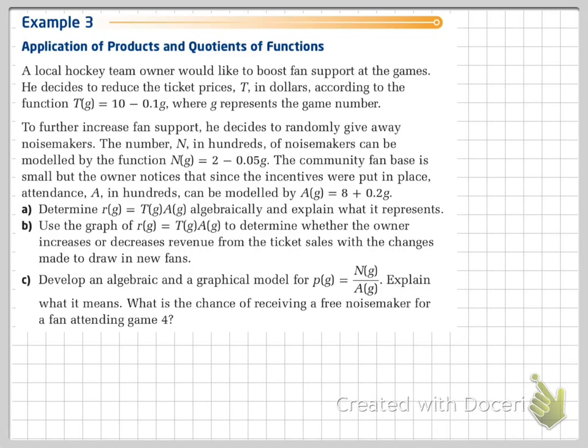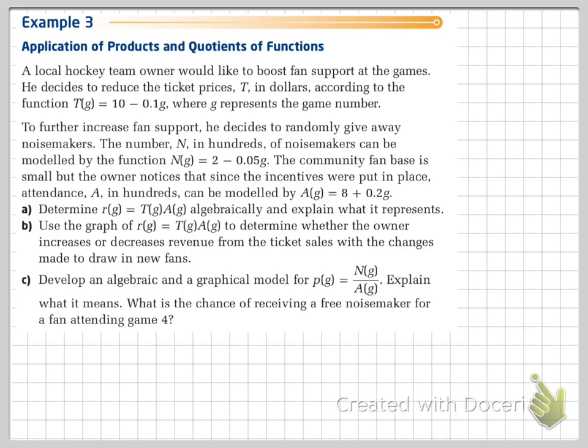In example 3, we're looking at applications of products and quotients of functions. A local hockey team owner would like to boost fan support for the games. He decides to reduce ticket prices, t, in dollars, according to the function t of g equals 10 minus 0.1g, where g represents the game number. To further increase fan support, he decides to randomly give away noisemakers. The number n in hundreds of noisemakers can be modeled by the function n of g equals 2 minus 0.05g. The community fan base is small, but the owner notices that since the incentives were put in place, attendance A in hundreds can be modeled by A of g equals 8 plus 0.2g.